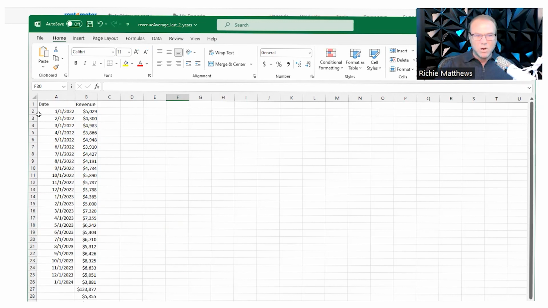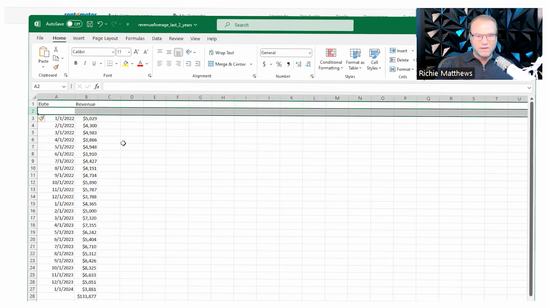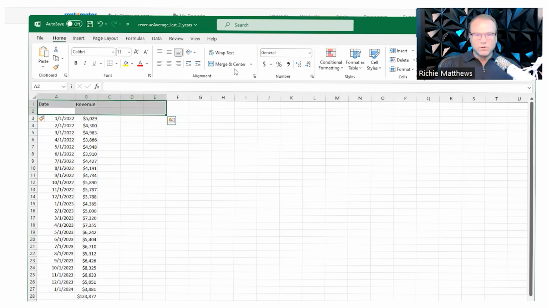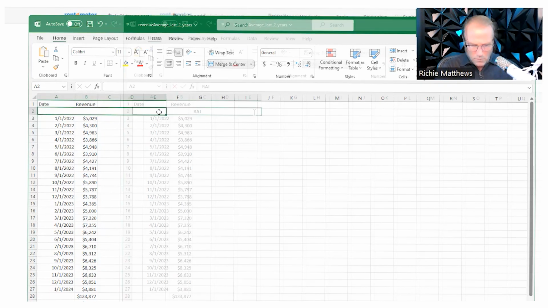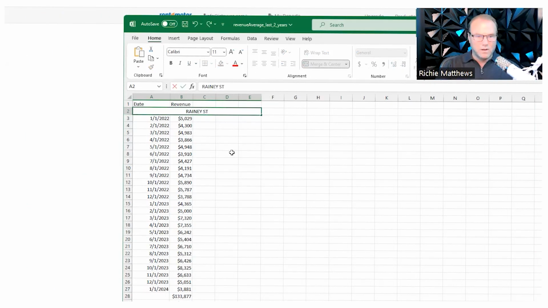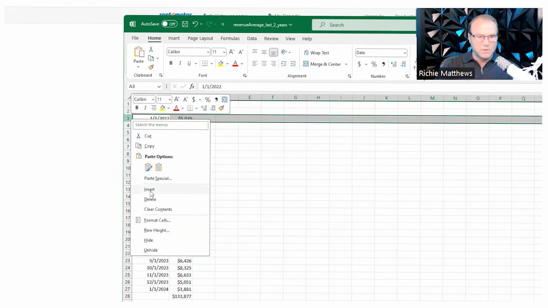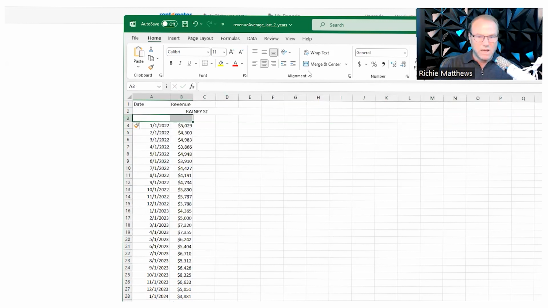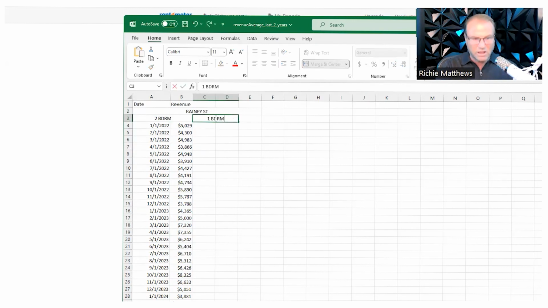This is a 2-bedroom. The way I would do it, just so you have this, I'd go over here, merge this, go over here, merge this, go 4 columns out, merge this, and put Rainey Street. There you go. I don't even know if I spelled that right. Then the next thing I would do is go over here and merge these as 2-bedroom, and then do the same thing over here. You have to do this legwork, and this is the quickest way of doing it. I go 1-bedroom and I check everything.